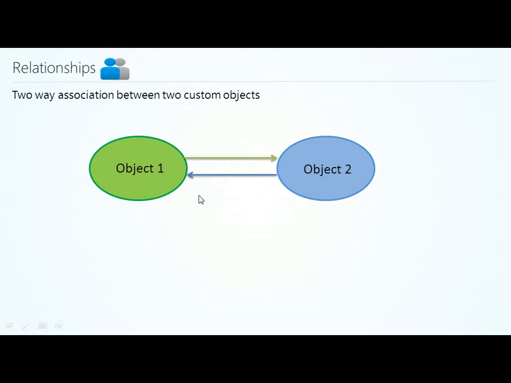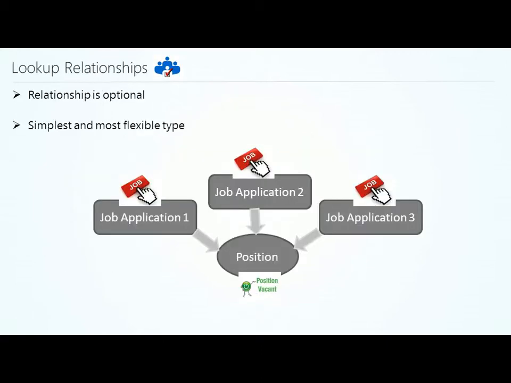With a relationship, we can make a connection between two objects, and we can also display the detail of one object in the other object's record detail page. We have two types of relationships: lookup relationships and master-detail relationships. Let's discuss what a lookup relationship is. It is an optional relationship in an app, and it is the simplest and most flexible type.